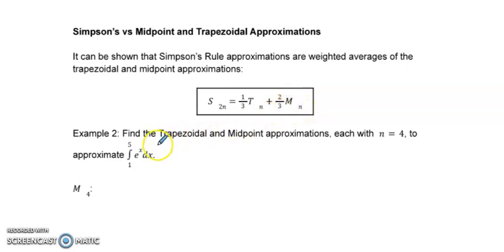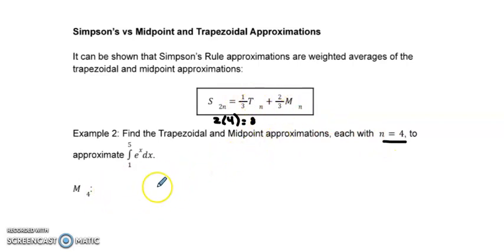So what I'm going to do now is walk you through getting the trap and the midpoint approximations, each with n equals 4, to approximate the same integral we just worked with. Why am I using n equals 4? Because if you recall, on the prior page we used 8 partitions. So with 8 partitions, my 2 times 4 would be 8. So I need to use 4 for both the trap and the mid. So let's do the mid first.